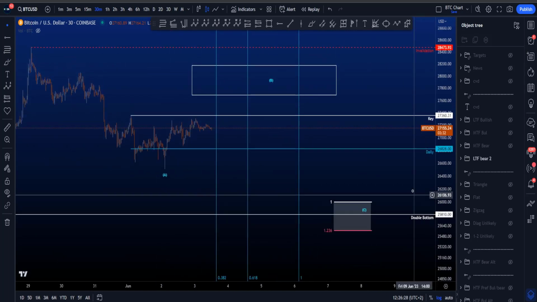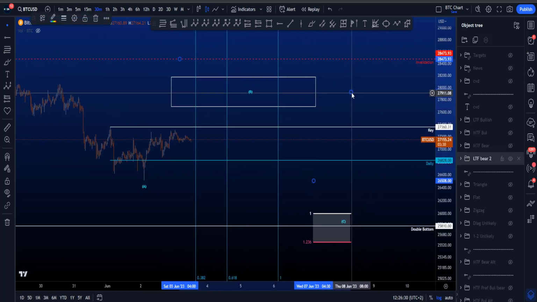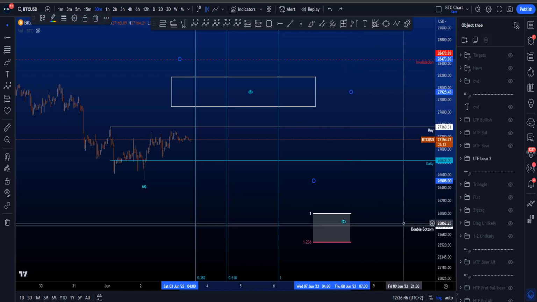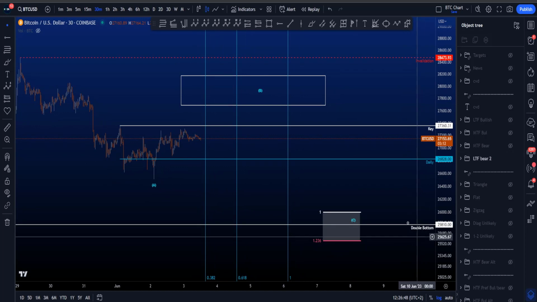And you will also see that for the target area of this wave C, if I change the potential high of the box in wave B, like if it's at the low of the box, you can see that the 1-to-1 of wave C is still around the double bottom. And if I move it to the high of the box, you can see the 1.236, which is still a common target for wave C in a zigzag, is also still including this double bottom at 25.8k.